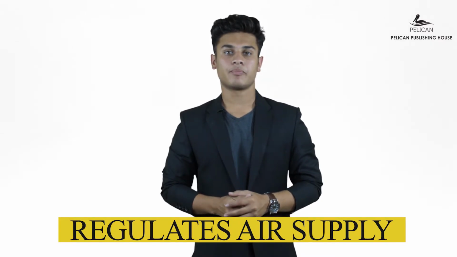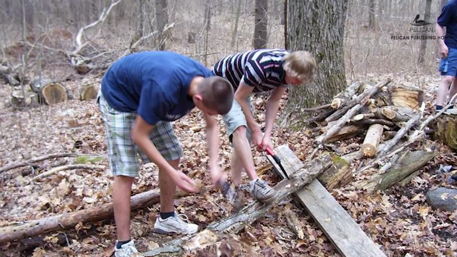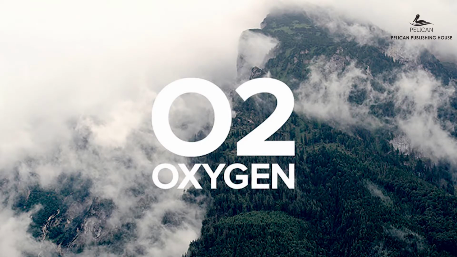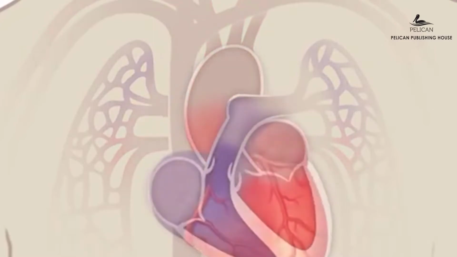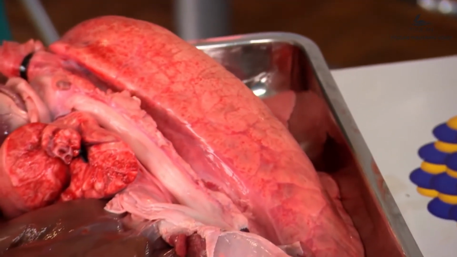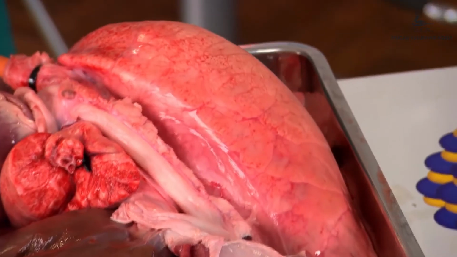Regulating air supply. Have you ever been out of breath? When we play or do hard physical work, we use more energy. So our body needs more and more energy. We need oxygen to produce energy. So our heart pumps faster to circulate more blood. At the same time, the lungs also breathe faster to get more air.